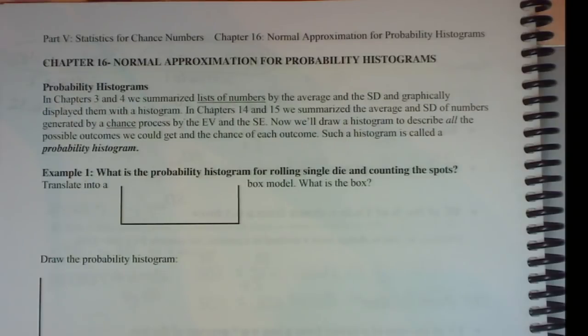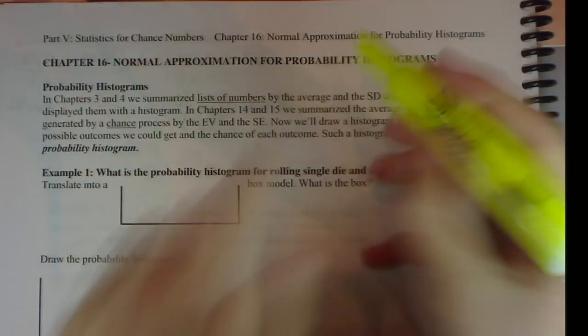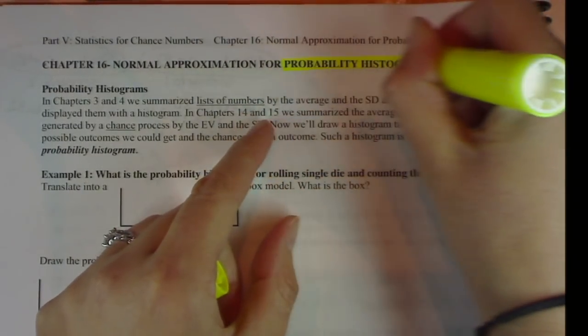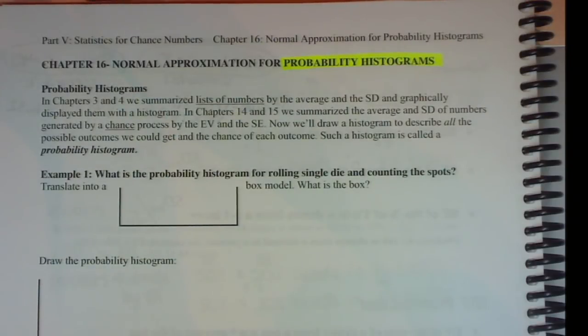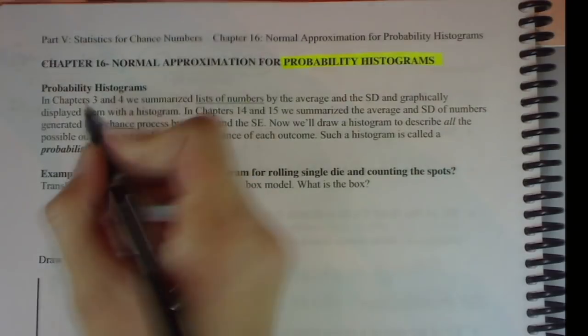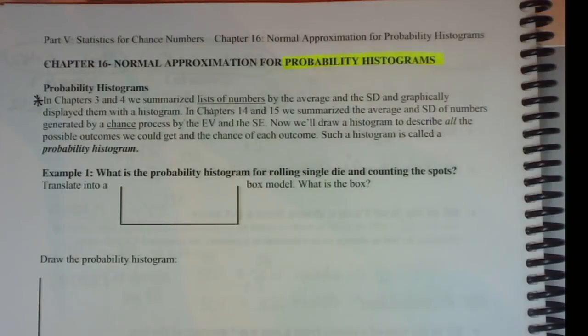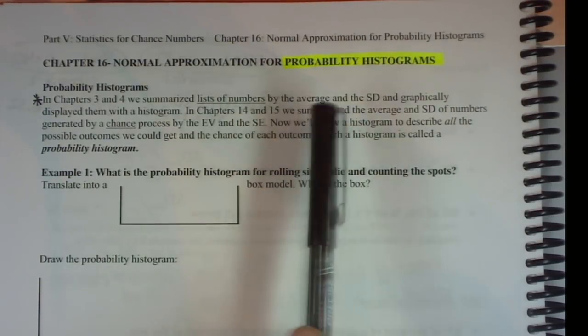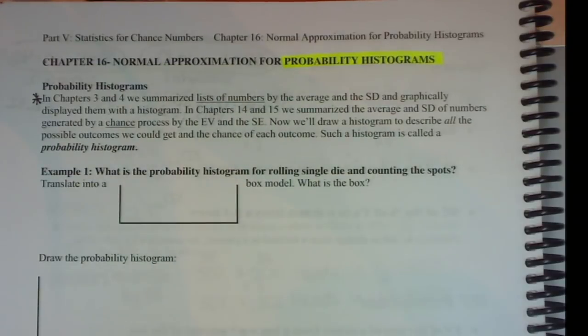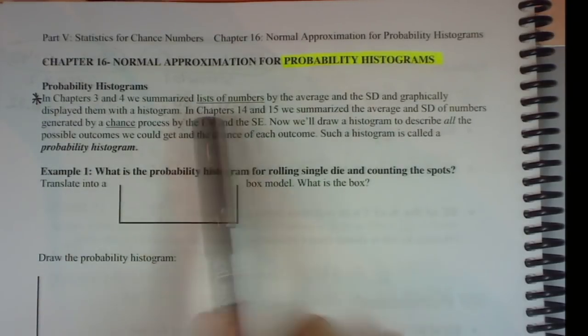The next chapter. Before we start talking about polls and surveys and all that fun stuff, there's one more thing that we have to cover, which is probability histograms. And this will be good for you guys. You've already done histograms. We know histograms pretty well. So the question is, how do we make an adjustment for random variables? Back in chapters 3 and 4, exam 1, we summarized a list of numbers by the average, SD, and then looking at a histogram. We did that. You guys had to read and draw histograms, do all that stuff.